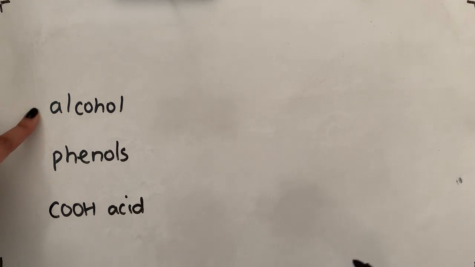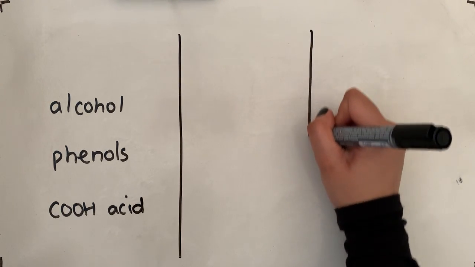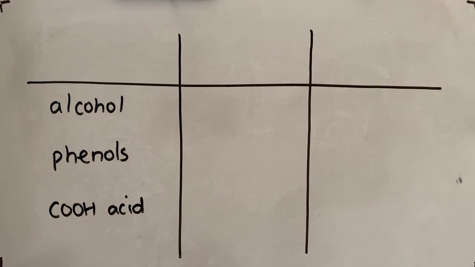Okay, so by alcohol, I can be talking about any alcohol like ethanol, methanol, anything with the OH group on it, as long as it's not directly bonded to a benzene ring. A phenol is where we have the OH group directly bonded to the benzene ring. A carboxylic acid is any of our organic acids like methanoic acid, propanoic acid, and so on. Okay, so we're going to compare the reactivity of all of those acting as acids.